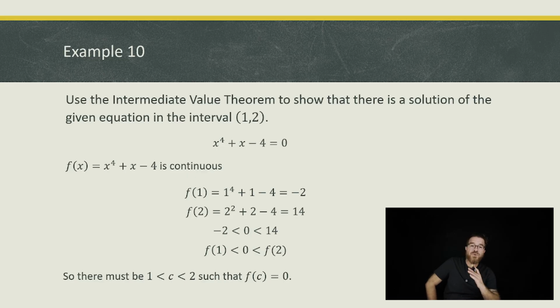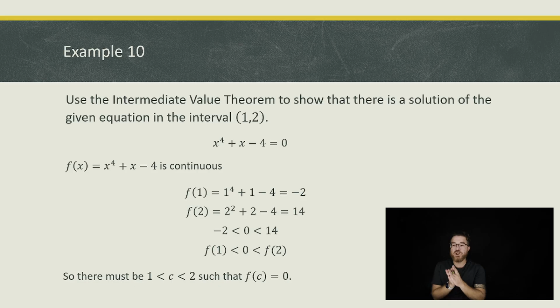So what we're going to do is first figure out what our boundaries are. So we have f of 1, and we're going to plug in 1 wherever we have an x. So 1 to the 4th power is 1 plus 1 minus 4. So we're going to get -2. Then we're going to plug in our right side boundary, which is going to be 2. 2 to the 4th power plus 2 minus 4 is going to give us 14, which means f of a is equal to -2. F of b is equal to 14.